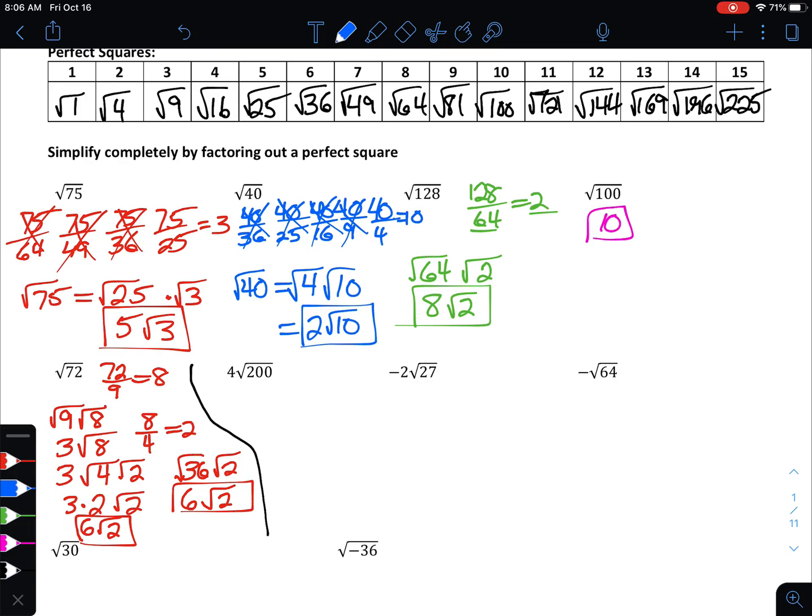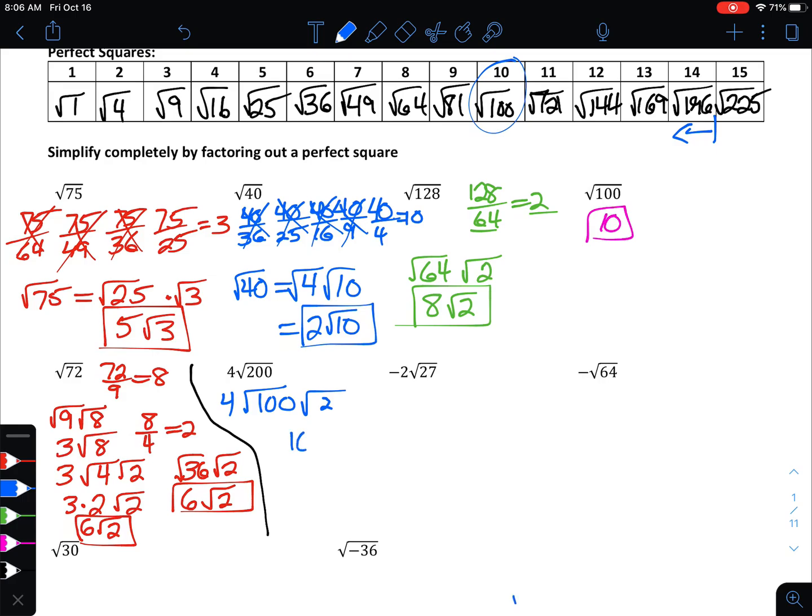Okay, let's take a look at the next one. So now we've got some numbers in front, but we're going to keep everything the same. For square root of 200, you would be starting at 196 and working your way to the left. The largest perfect square you end up being able to divide by is square root of 100, which would be 10. So we're going to rewrite 200 as 100 multiplied by 2. So that's square root of 100 and square root of 2. And again, you'll leave the 4 in front.